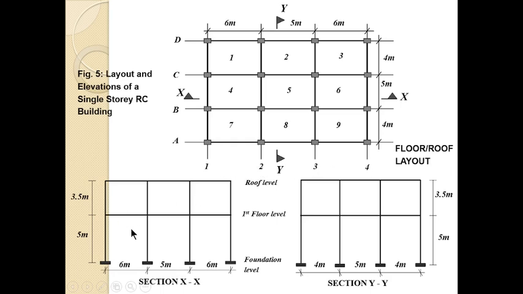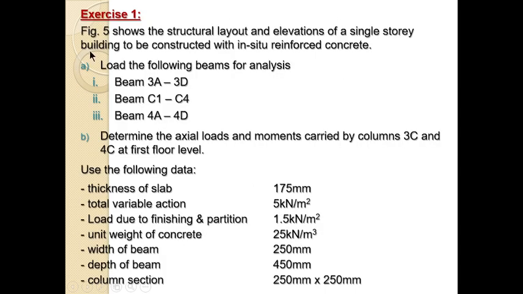These are the side elevations of the building. It tells you it's a single-story building. The first floor height is 5 meters and the second floor height is 3.5 meters. This is the foundation level, the first floor level, and the roof level. All this gives us information on the building. So the question said figure 5 shows the structural layout and elevation of a single-story building to be constructed with in situ reinforced concrete.